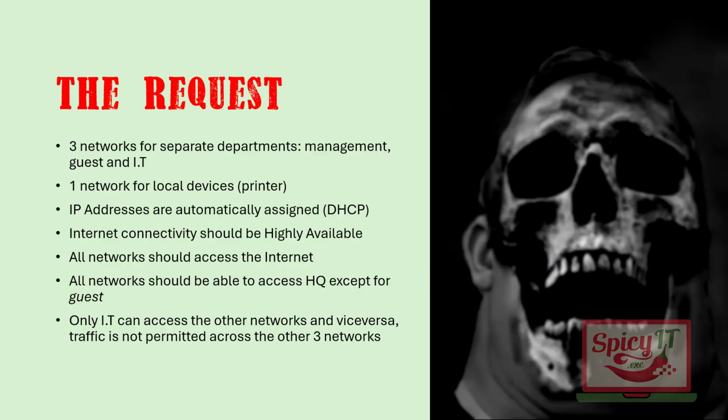3 networks for separate departments: management, guest, and IT. Plus 1 network for local devices, for a printer, for example. Then IP addresses are automatically assigned via DHCP. Internet connectivity should be highly available. All networks should access the internet. All networks should be able to access the headquarters except for guest. And only IT network can access the other networks and vice versa. The others can access IT, but traffic is not permitted across the other networks. And by this point, it starts to look like a real puzzle.